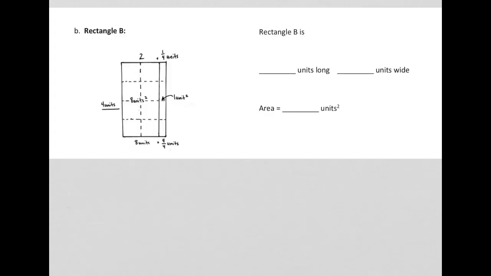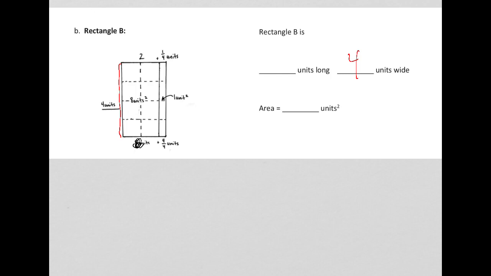So this one is drawn for us already. So this is rectangle B, and looking at this picture, I can see that it is 4 units tall or wide, right? This was our width. And that's a whole because there's no fractional pieces. So I can fill this out as 4 units wide. And its length, we've been writing it on the bottom.